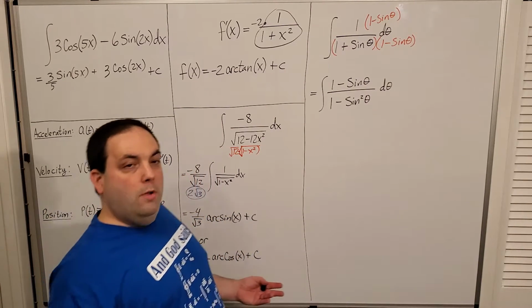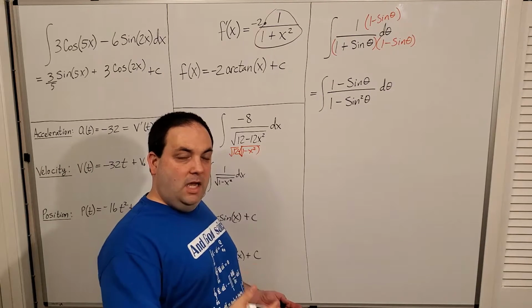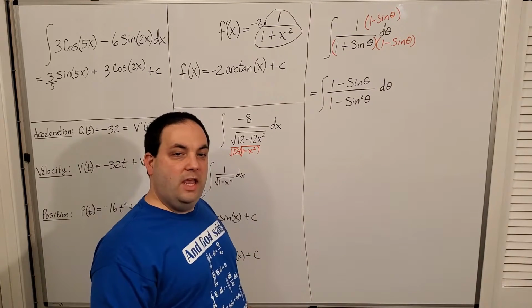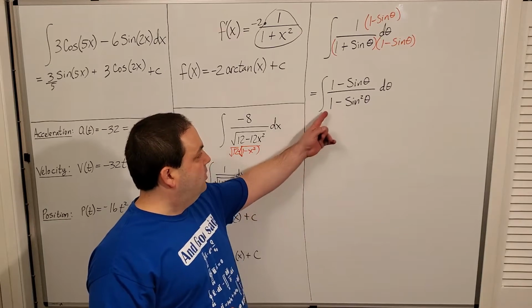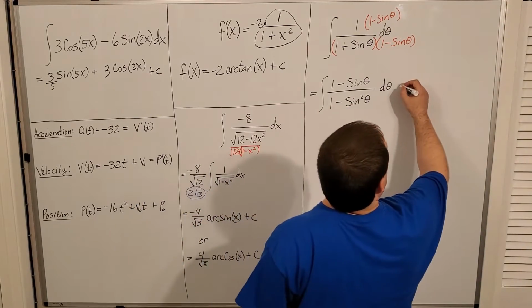But wait, 1 minus sine squared theta, that's a famous trig identity, right? Sine squared theta plus cosine squared theta is equal to 1. So 1 minus sine squared theta is cosine squared theta.